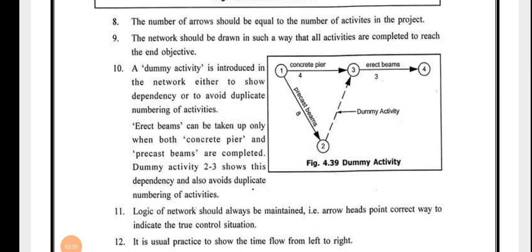Next is, the number of arrows should be equal to the number of activities in the project. Whatever number of activities occur in our network, that should be equal to the number of arrows in the network. The network should be drawn in such a way that all activities are completed to reach the end objective. A dummy activity is introduced in the network either to show dependency or to avoid duplicate numbering of activities.